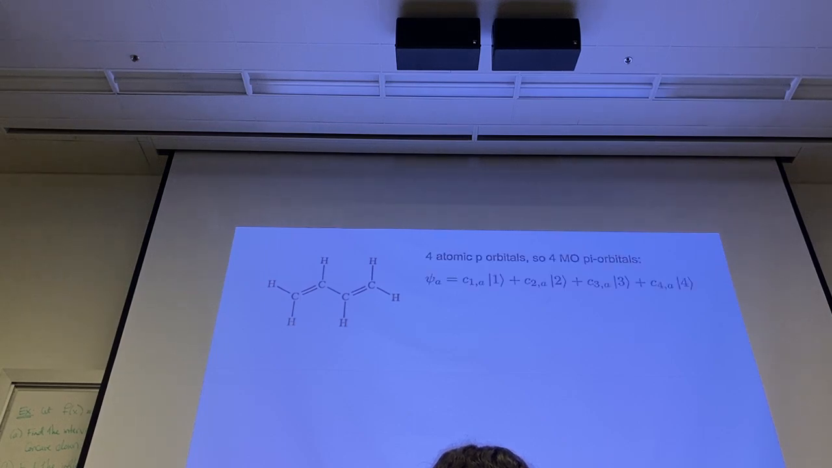So one of them will look like this. We call it A. A is just a label. Don't get hung up over the A. It's just a label. It could be anything. It's just one in a series of 4. The first one, psi A, has this form. Namely, it has 4 atomic orbitals, 1, 2, 3, 4, and of course each one has a coefficient in front of it. We don't know what those coefficients are yet, but our diagonalization trick will tell us what they are.